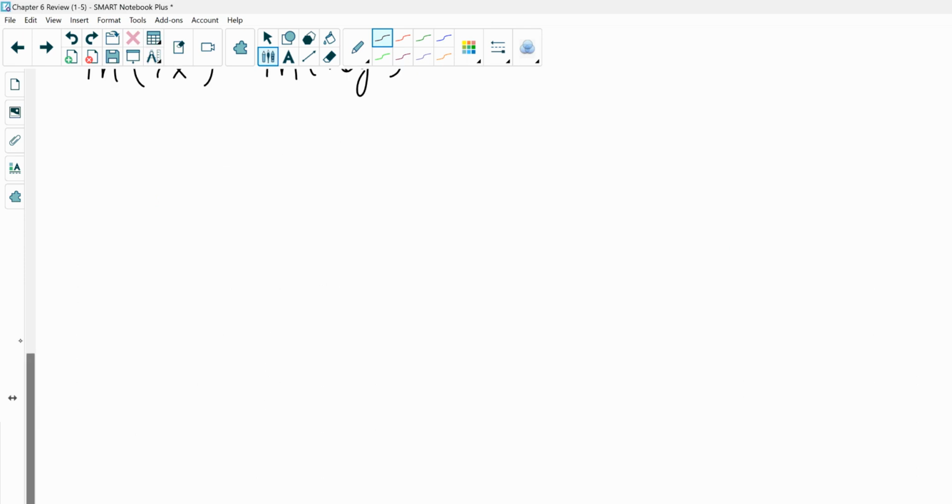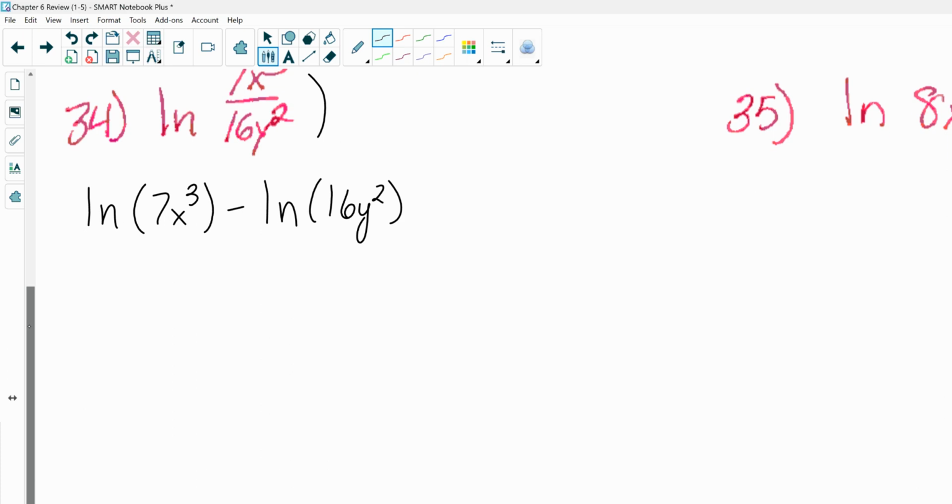Now our product property is next. The product property states that whenever we have two or more things multiplied inside the log, we can rewrite it as addition. We do indeed have that there. It'd be the natural log of 7 plus the natural log of x to the third.